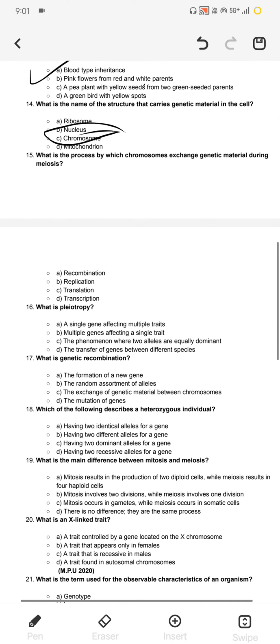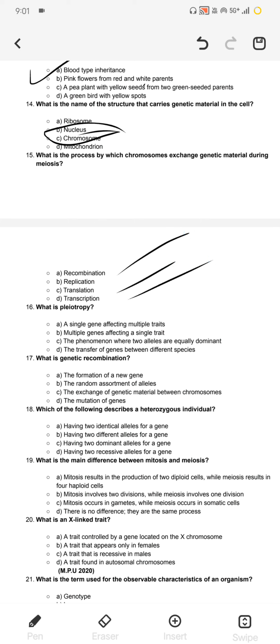Next question is what is the process by which chromosomes exchange genetic material during meiosis? Your options are recombination, replication, translocation, transcription. So the right answer here is option A, that is recombination.